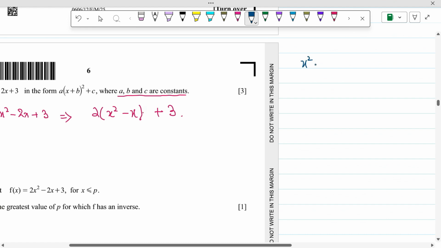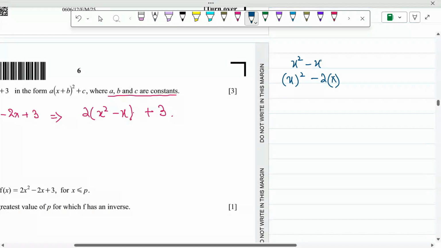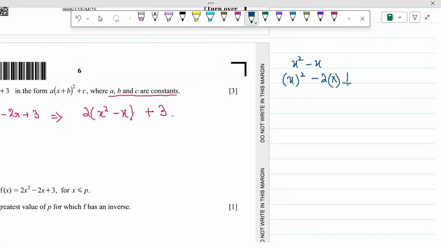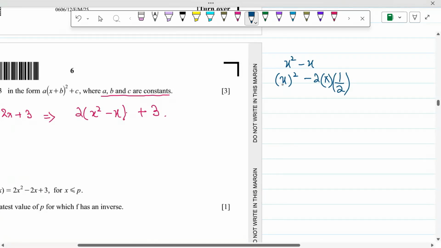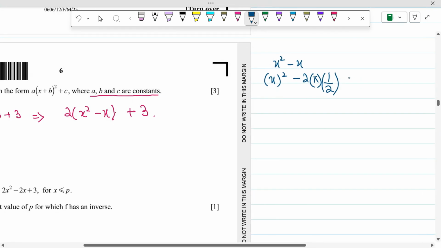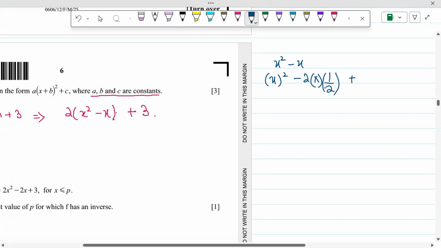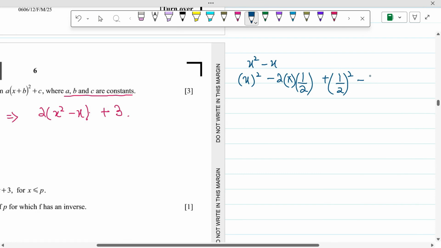So x squared minus x is equal to x whole squared minus 2 times x times 1 over 2. So this one is x and this one is x, so we need to eliminate 2, so we will have 2 times 1 over 2. This is a squared minus 2ab plus b squared, where b in this case is (1 over 2) squared. And when we are adding something, we will subtract the same.